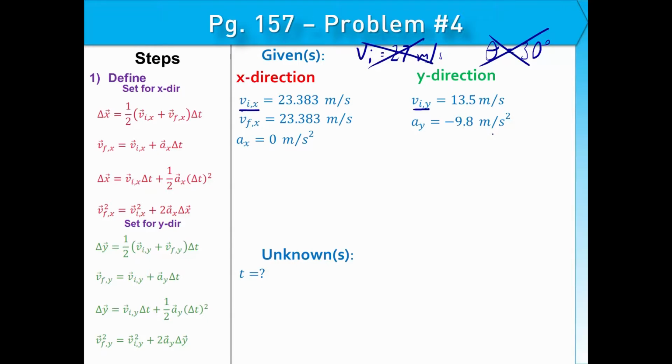And finally, another given deals with the football. The football leaves the ground level and lands back on the ground level. So that means that the y displacement in this case is going to be 0 meters. So now we have to figure out which of our 8 equations to use. Let's go ahead and look at the x direction first.